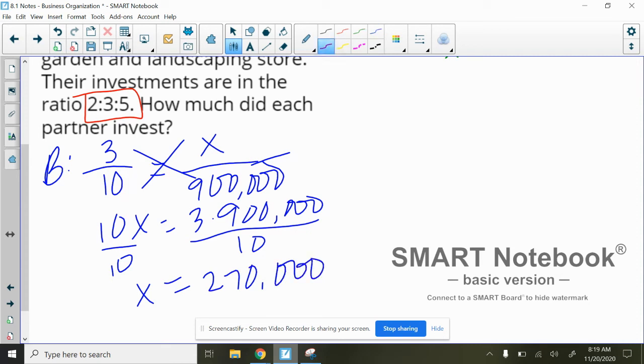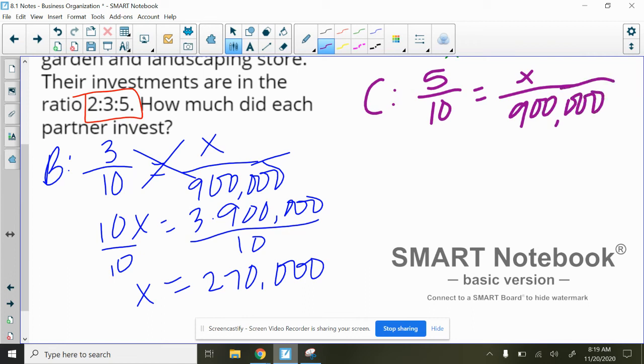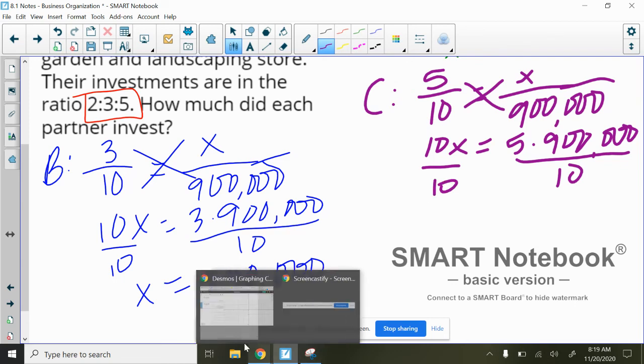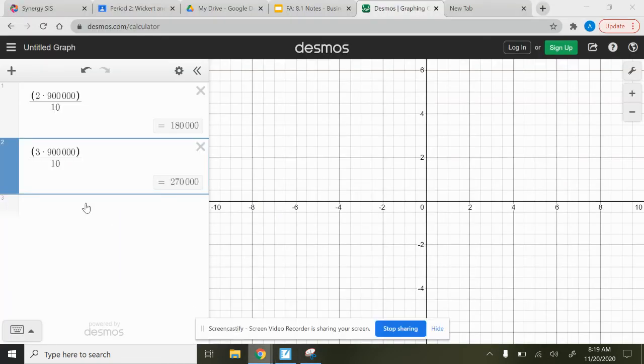And then I'm going to do person C, and I'll do it over here now that we have space. Person C in the ratio had 5 out of a total of 10. So we're going to do the same thing, X out of 900,000. Cross multiply, so we'd get 10X equals 5 times 900,000. Then we are going to go back and divide by 10 so that we can find the amount invested.